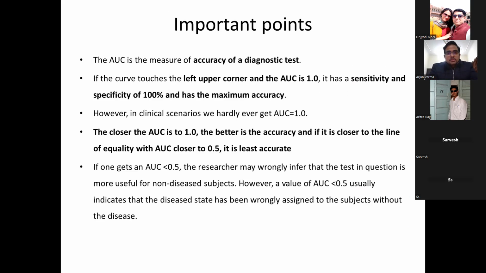So area under curve is a measure of accuracy of the diagnostic test. As I told you, the left upper corner, the B point, concentrate on the B point. If a curve is touching the B point, then the area under curve is 1. That means that test has 100% sensitivity and specificity. And if the curve is very close to the line of equality, that means the area under curve will be 0.5. That means that test is least accurate.